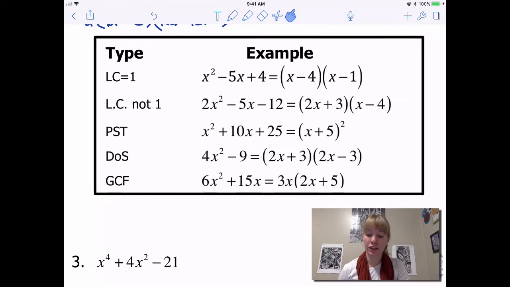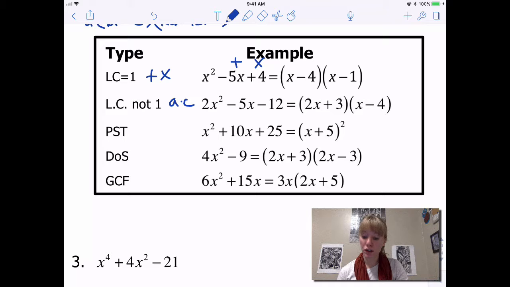Before that, I want to take a look at everything that we've done so far. So the types of factoring that we have right now are leading coefficient of 1. This is add multiply. Okay, so that's when I've got just x squared minus 5x plus 4 or something like it. I need numbers that add up to 5 and multiply to 4. When the leading coefficient is not 1, this is the AC method.